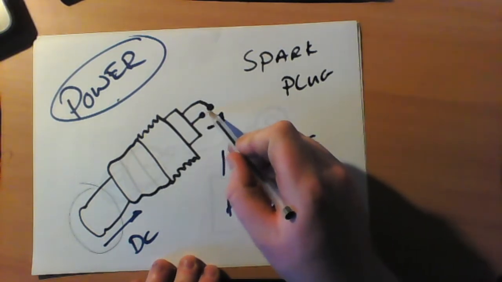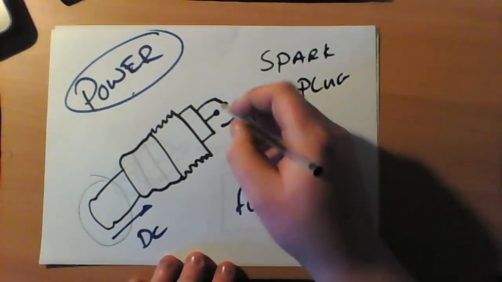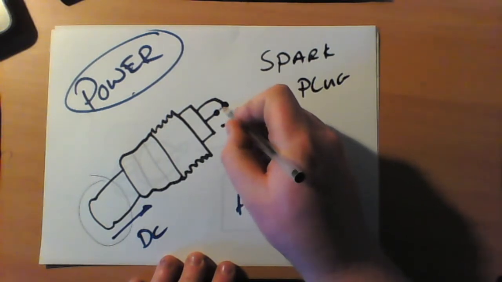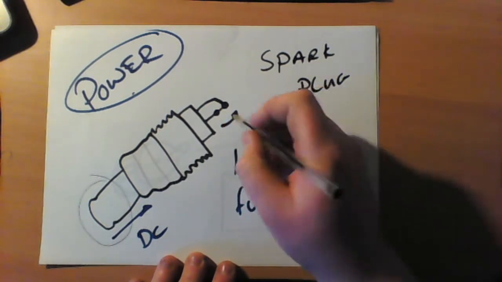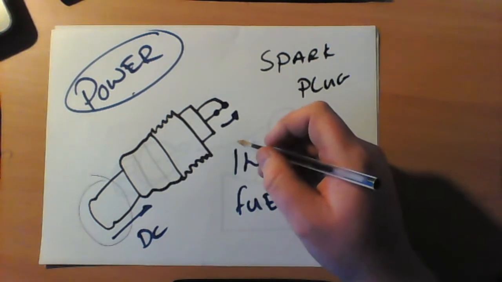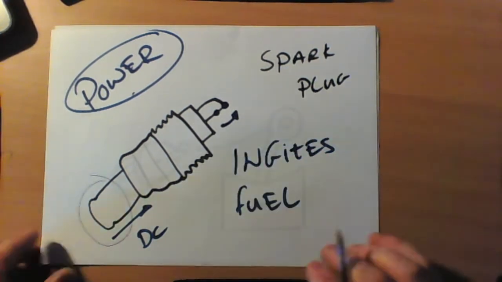Again, this distance here, in an older car that would be misfiring, could be one thing that's wrong with it: that distance there is too great and the spark won't jump. So now you have no spark, you have no ignition, loss of power.